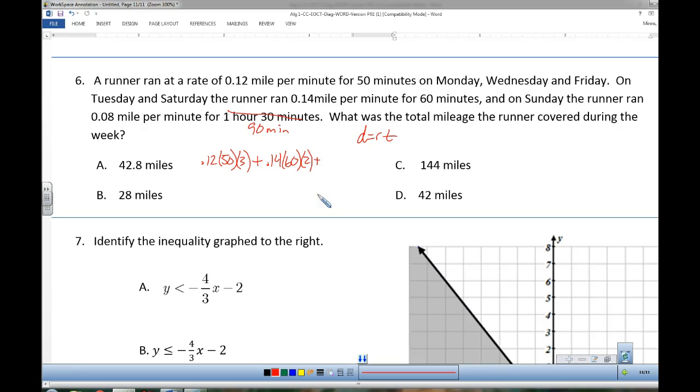Plus, what was that, 2 days? Yes, on Sunday, oh, he evidently didn't run on Thursdays. Okay, so only 6 days this week. Sunday, the runner ran for 0.08 miles per minute for 90 minutes. So 0.08 for 90 minutes, and that's a multiplier of 1. So we leave it just like it is. Do the math there, we get 42 miles, which is D.